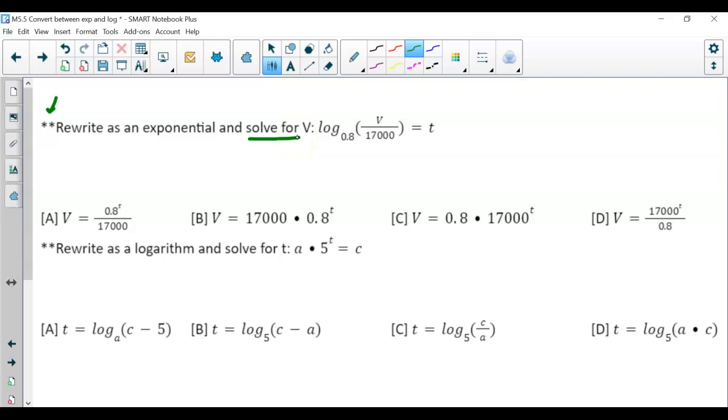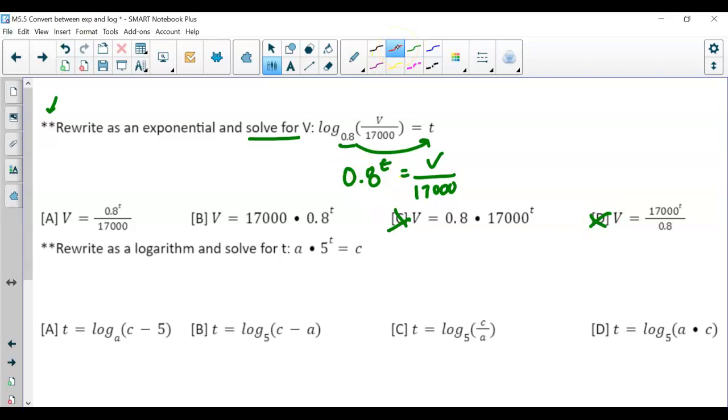So here we go. What is the base? 0.8. So 0.8 raised to what power? T. 0.8 to the t is equal to v divided by 17,000. Now, just from this right here, I should have 0.8 to the t. So see how this is just 0.8? So I'm going to cross out c. See how this is just 0.8? So I'm going to cross out d because I need 0.8 to the t.